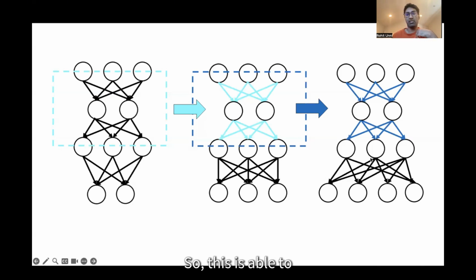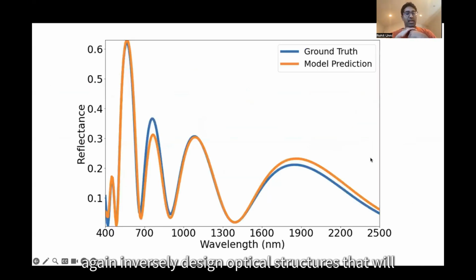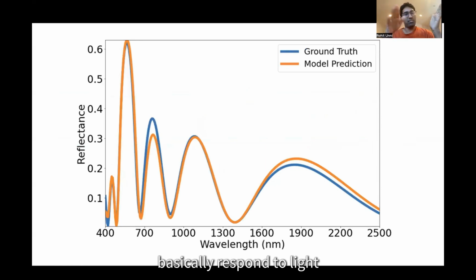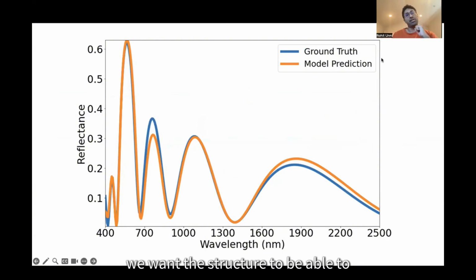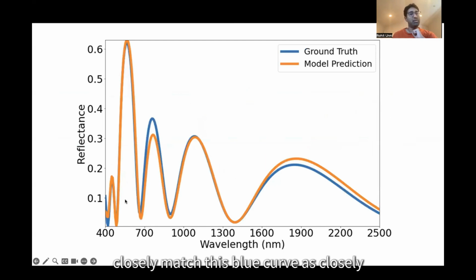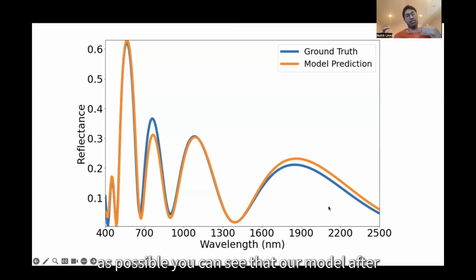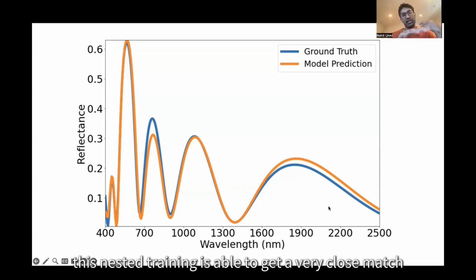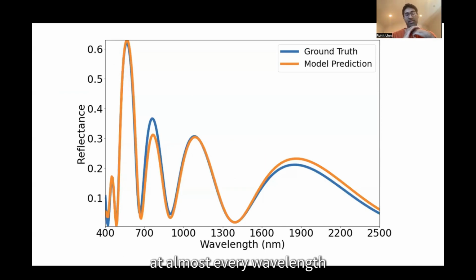So this is able to, again, inversely design optical structures that will basically respond to light at all of these different wavelengths the way that we want them to. So this is an example of where we want the structure to be able to closely match this blue curve as closely as possible. You can see that our model, after this nested training, is able to get a very close match at almost every wavelength.